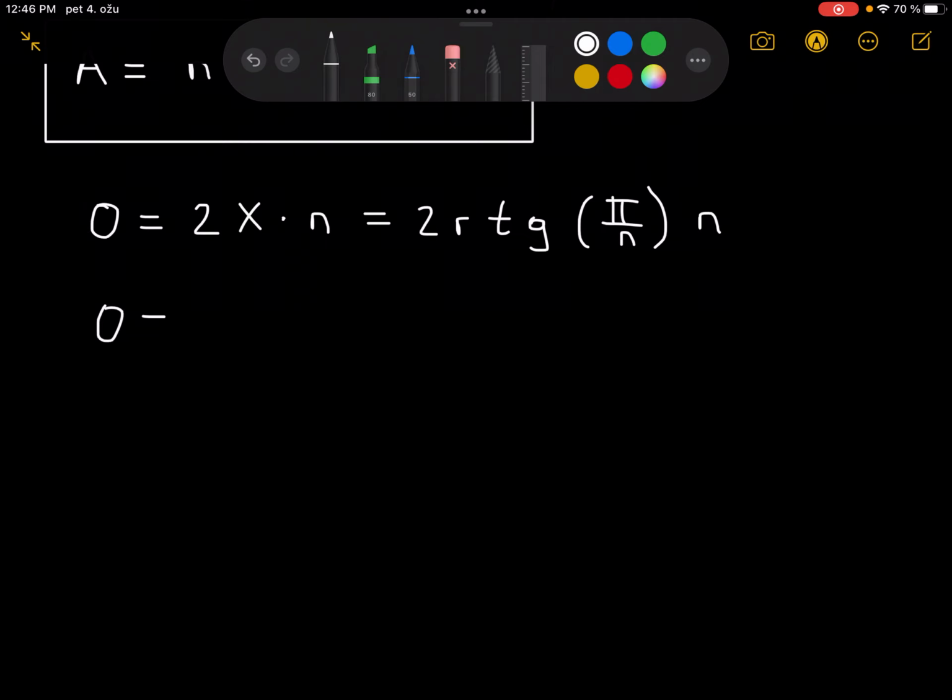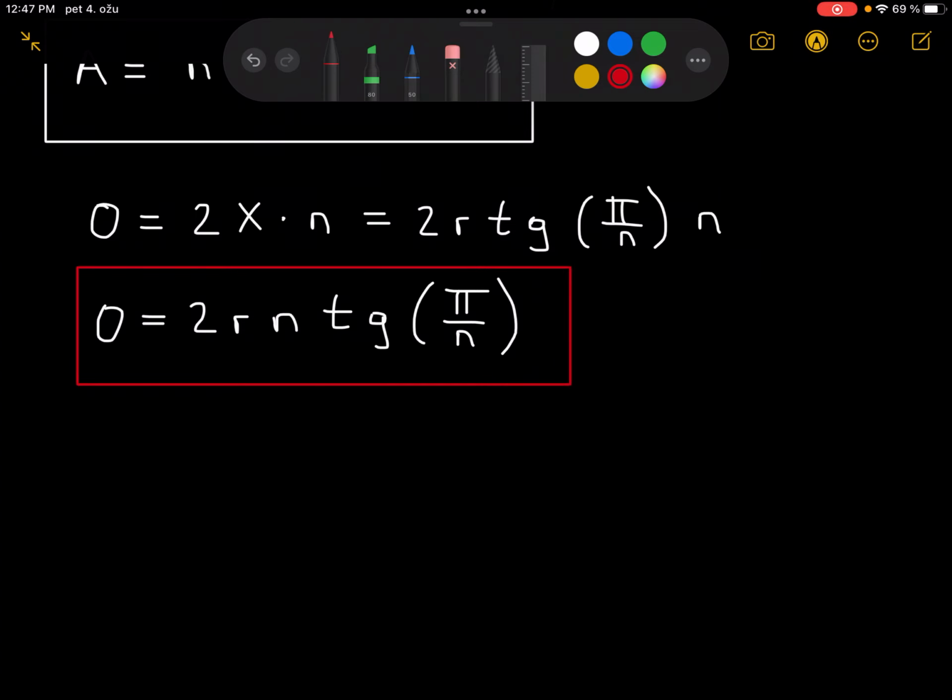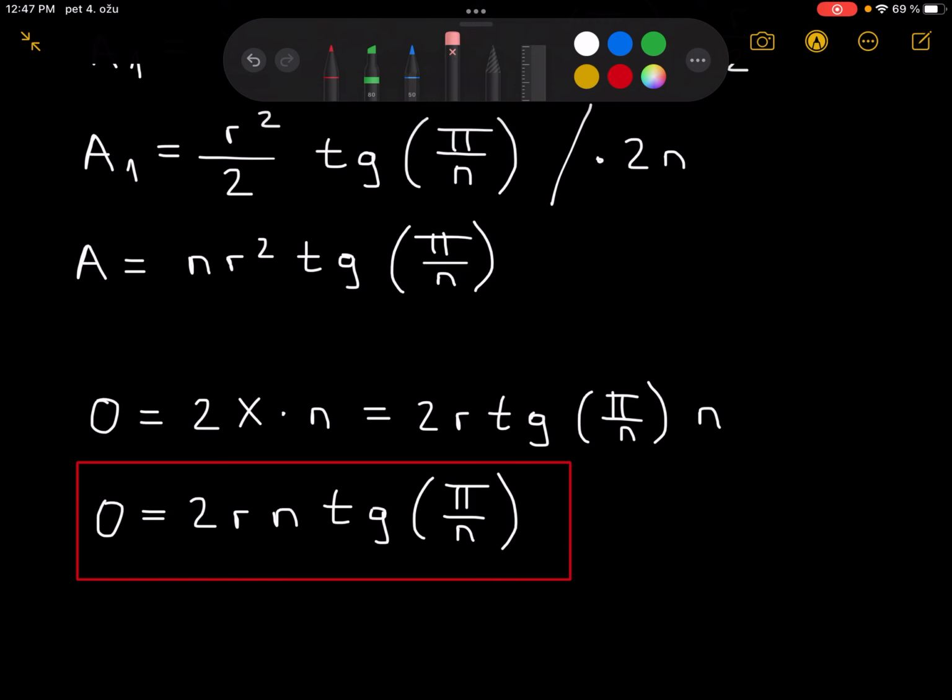Or to write it in a slightly more elegant way, we get that the circumference of this polygon must be equal to 2 times r times n times the tangent of pi over n. So this and this will be our final answer to this problem.